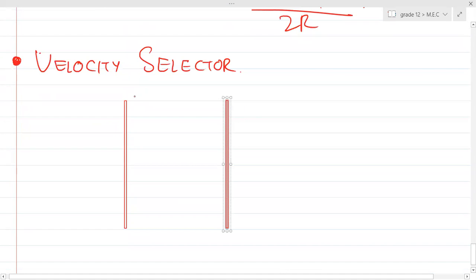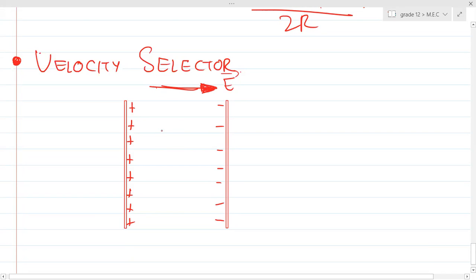Guys, can you see two plates? Let's say these are the two plates which I have given equal and opposite charge. And when I have given them equal and opposite charge, I have created a certain electric field like this, right?